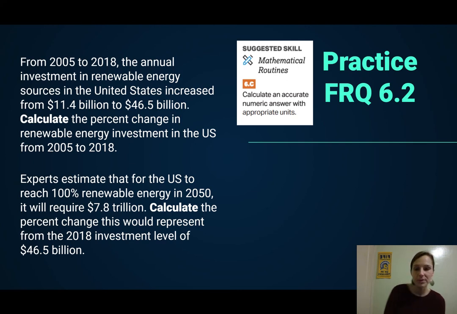Then the next one is a different math problem here. Experts estimate that for the United States to reach 100% renewable energy in 2050, it will require $7.8 trillion. Calculate the percent change this would represent from the 2018 investment level of 46.5 billion. All right, so that's going to be your practice FRQ for 6.2, and those were your notes on 6.2.